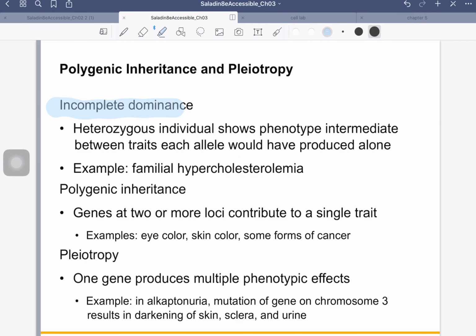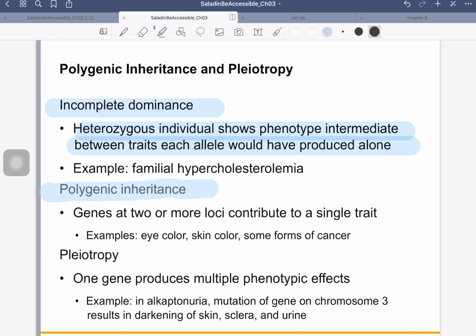Incomplete dominance is when a heterozygous individual shows a phenotype somewhere between the two traits, between the traits each allele would have produced. So in this case, it's sort of a halfway meeting between the two traits that could be produced by the two alleles.